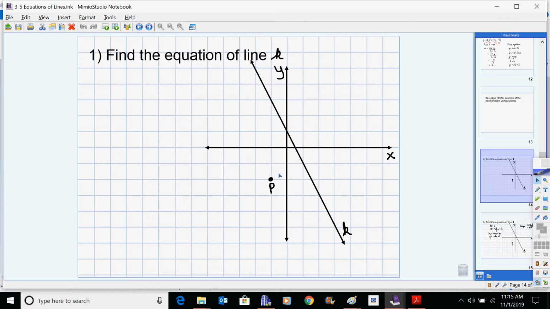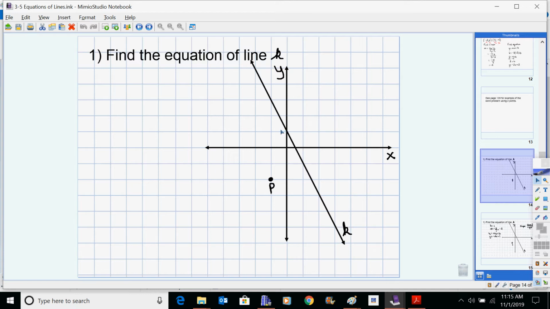So what was our slope-intercept equation again? y equals mx plus b. So we need to be able to find our m and find our b on here. First of all, what does b represent? Y-intercept. So Nico, what number is the y-intercept here? 1, because it crosses at 1. So b equals 1, and then m is our slope.